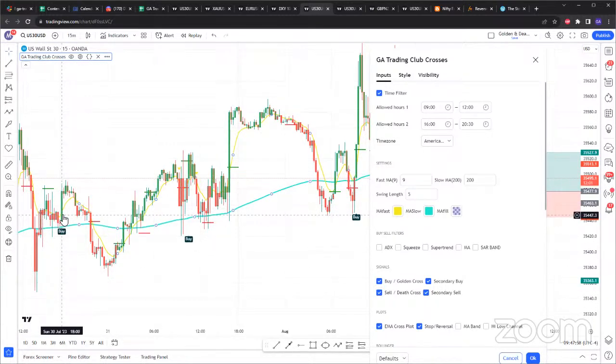If I apply that, you'll see that this one disappears. This one is at 18, so this one is in the time you're supposed to be trading, up to 2030. 2030 was somewhere around here. That's why you see all these other signals disappeared.